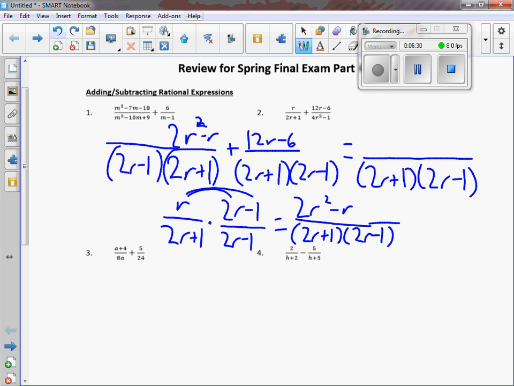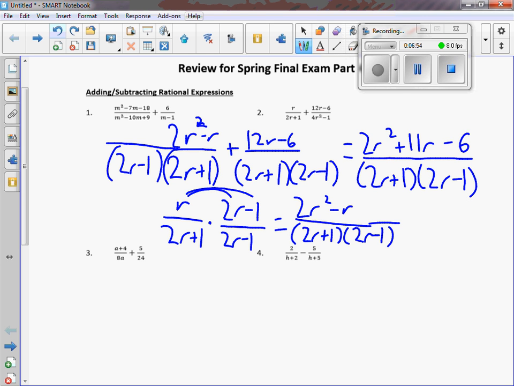On top, again, we'll combine like terms. We get 2r squared plus 11r minus 6. And so on top, we have another trinomial, but in this case we'll use the rainbow method because r squared is not alone. I'm going to jump ahead.